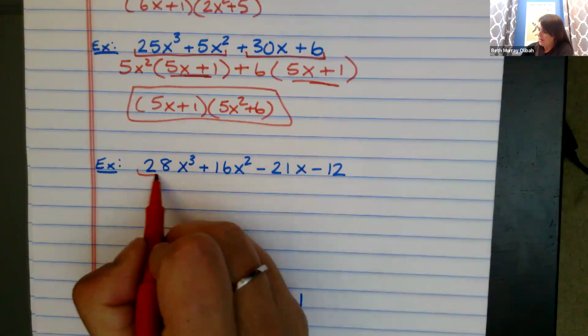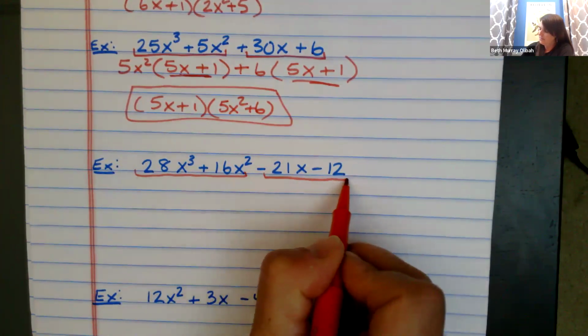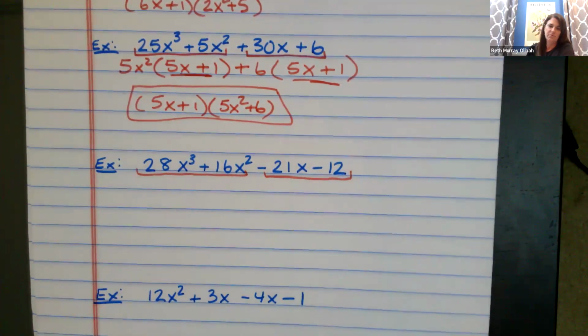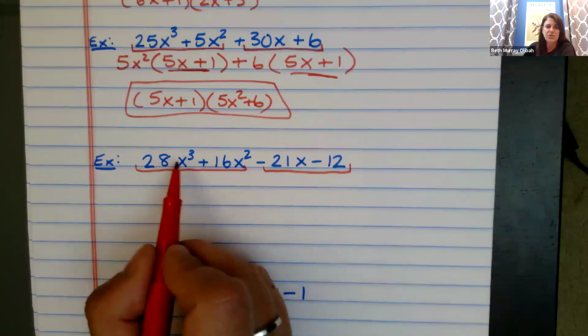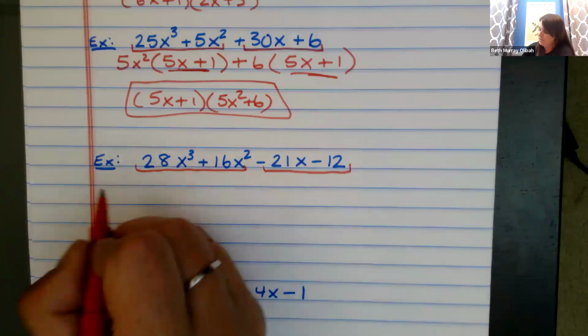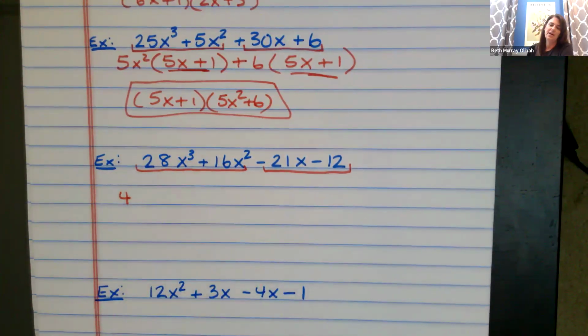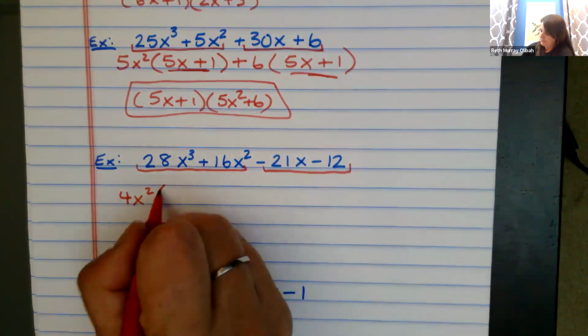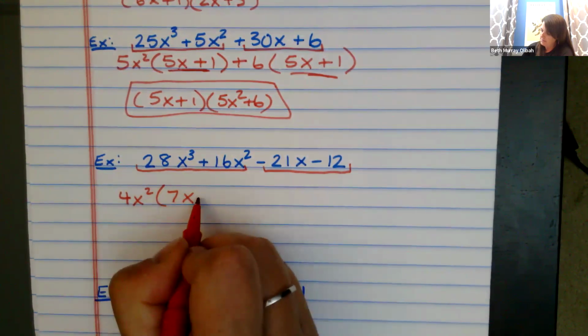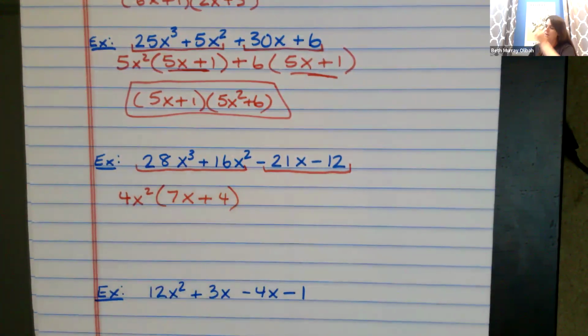This one's going to be a tiny bit different because of the negative, so be careful. Maybe watch me do this one before you try the next one. The most I could take out of 28 and 16, be careful. A lot of people would maybe say 2, but you want to take out the most. So make sure you see you could take out a 4 and x squared. That would leave you with 7x plus 4.